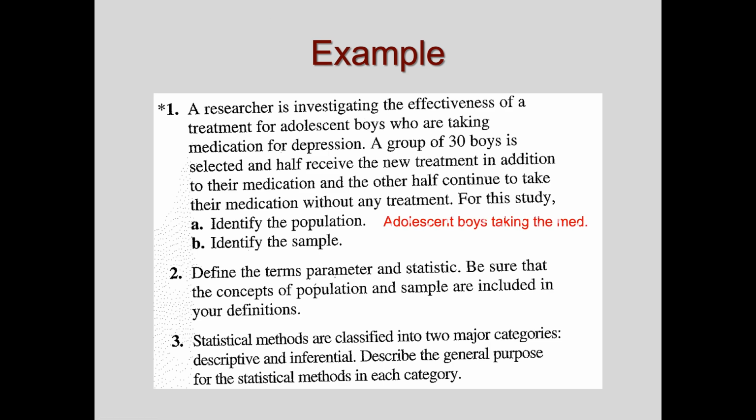Okay. So in identifying the population, it's all of the adolescent boys taking the meds. Remember, the population is everybody. And the sample is always a small group of the population. You'll remember the slide we gave with the great big box with all the little markings or dots in it. And then out of that, there was a smaller box with fewer markings. That smaller box is the sample box. The big box is the population box.